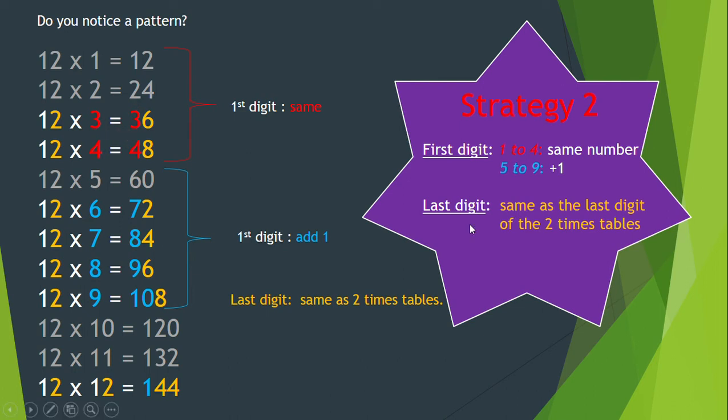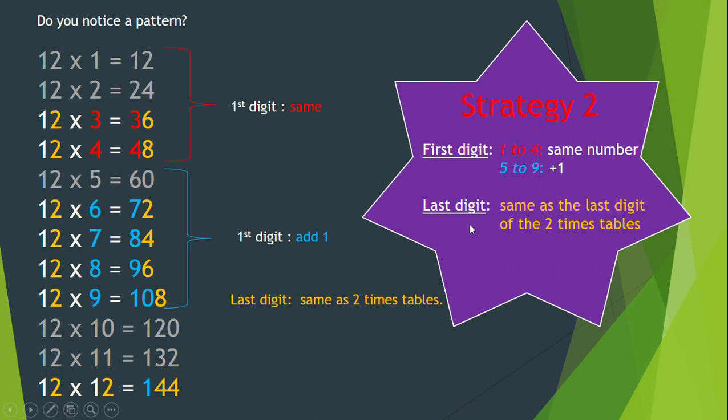The next 5, you go one number up. So 12 times 5, you add 1, starts with a 6. 12 times 6 starts with a 7. 12 times 7 starts with an 8. 12 times 8 starts with a 9, and 12 times 9 starts with a 10. The ending or the last digit always is the last digit of the 2 times tables.